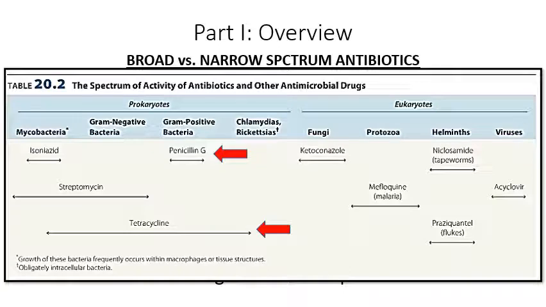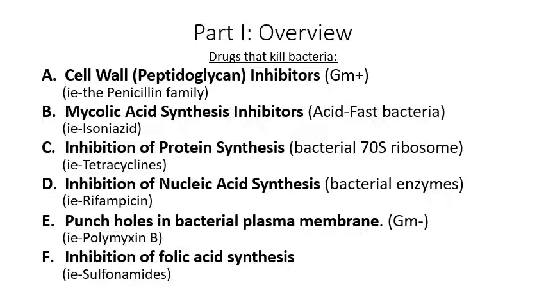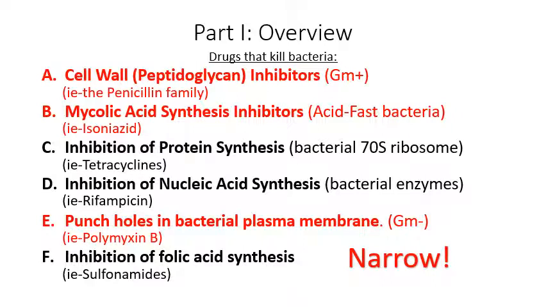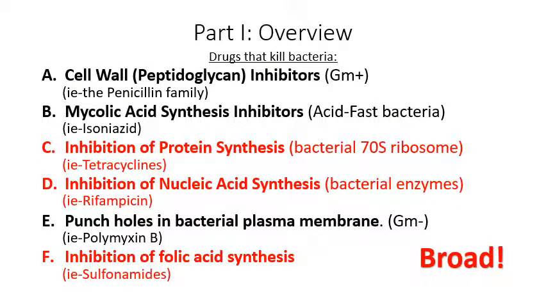Right, so typical example of a narrow spectrum antibiotic would be penicillin G. Typical example of a broad spectrum antibiotic would be tetracycline. So the penicillin family and the acid-fast bacteria and those that target just gram-negative bacteria like polymyxin B tend to be narrow. And then the broad spectrum antibiotics are the ones that inhibit folic acid synthesis or inhibit nucleic acid synthesis or inhibit protein synthesis by interfering with the ribosomes.